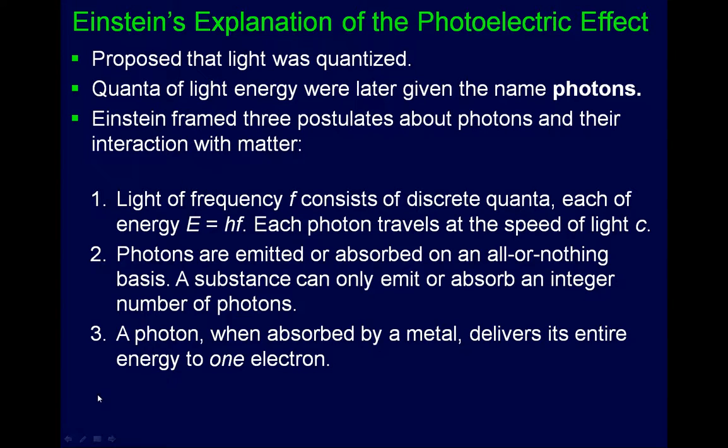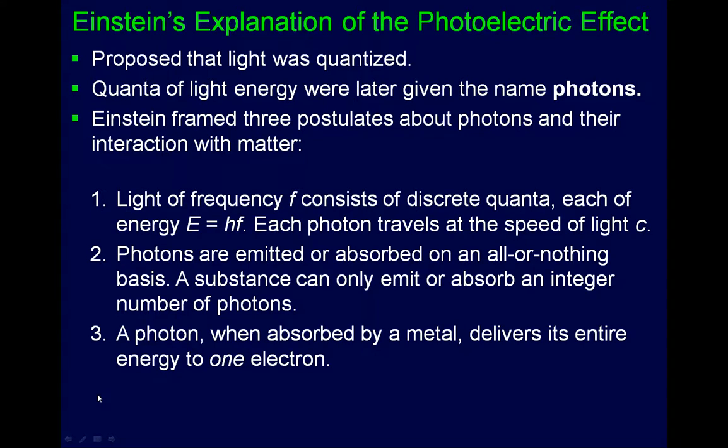Einstein's explanation is called the photon model, and he essentially proposed that light was quantized. It came in little packets, and these packets were later given the name photons. He framed three postulates about photons and their interaction with matter.